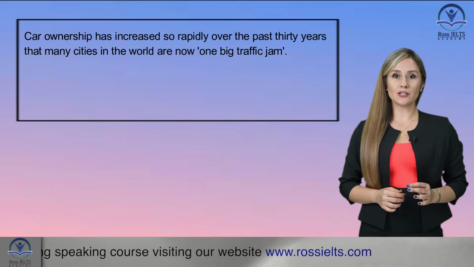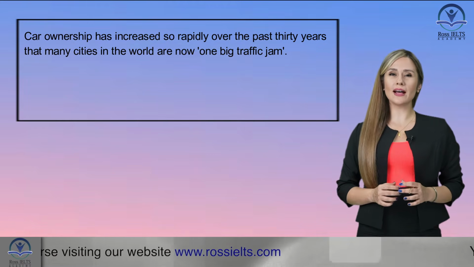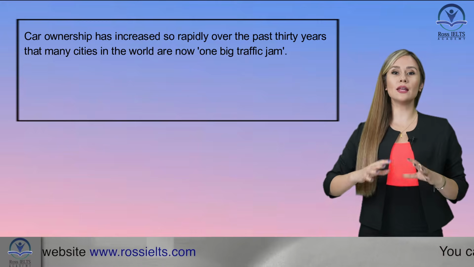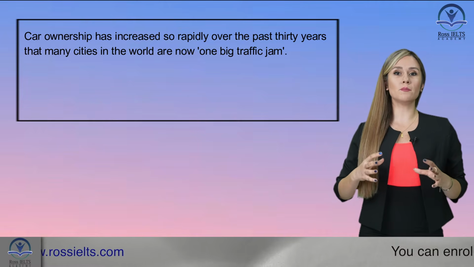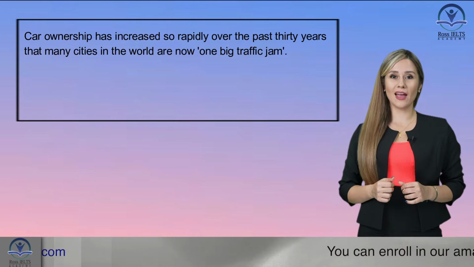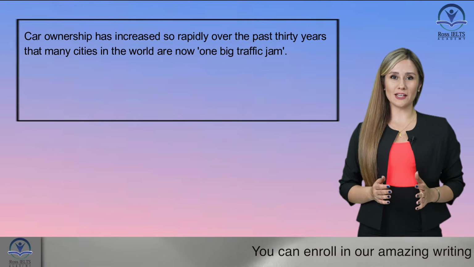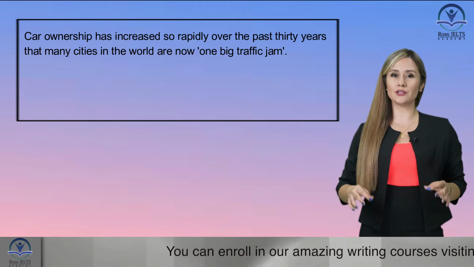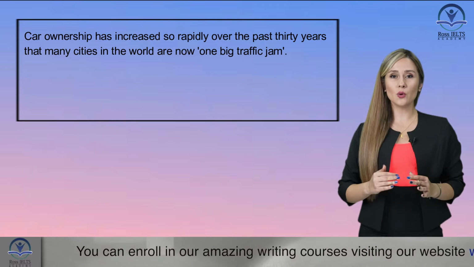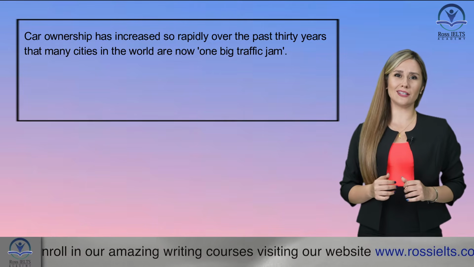Car ownership has increased so rapidly over the past 30 years that many cities in the world are now one big traffic jam. As you see, this is the question statement, and what we should do is to read it carefully, highlight the keywords, and understand the question basically.